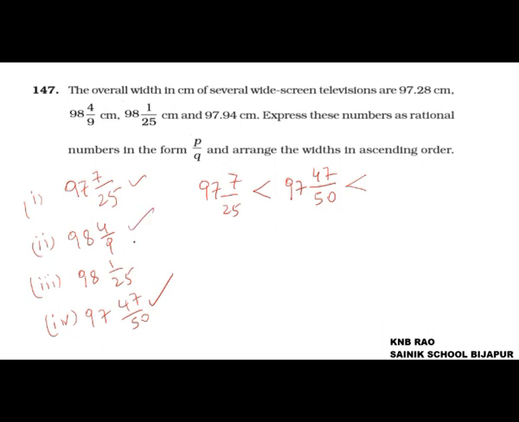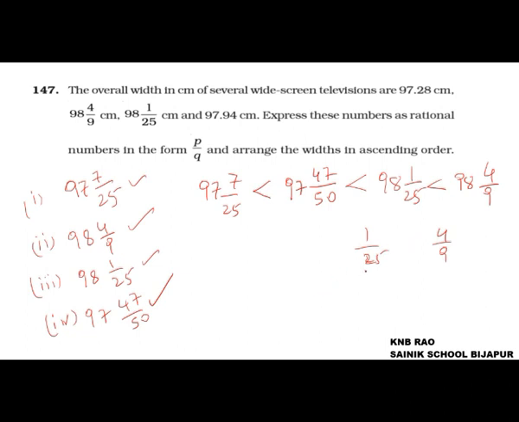Now amongst 98 integer 4 by 9 and 98 integer 1 by 25, same thinking, 98 is common. Which is smaller? See, 25 equal parts, amongst them taking 1 is smaller than 9 equal parts, amongst them 4 taken. So here 98 integer 1 by 25 is smaller than 98 integer 4 by 9. Just compare 1 by 25 and 4 by 9. Nothing else we are doing. Just comparing.